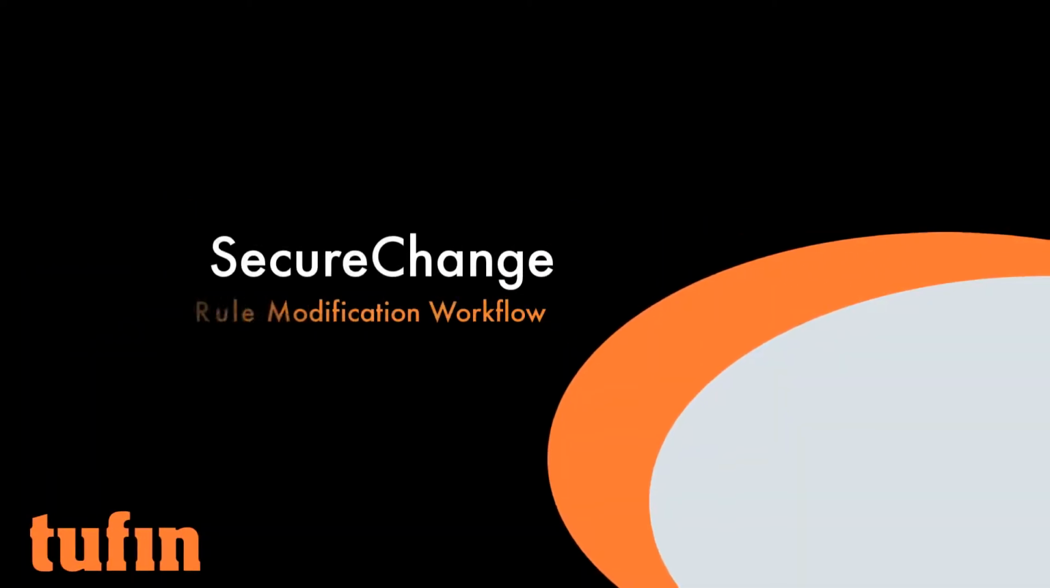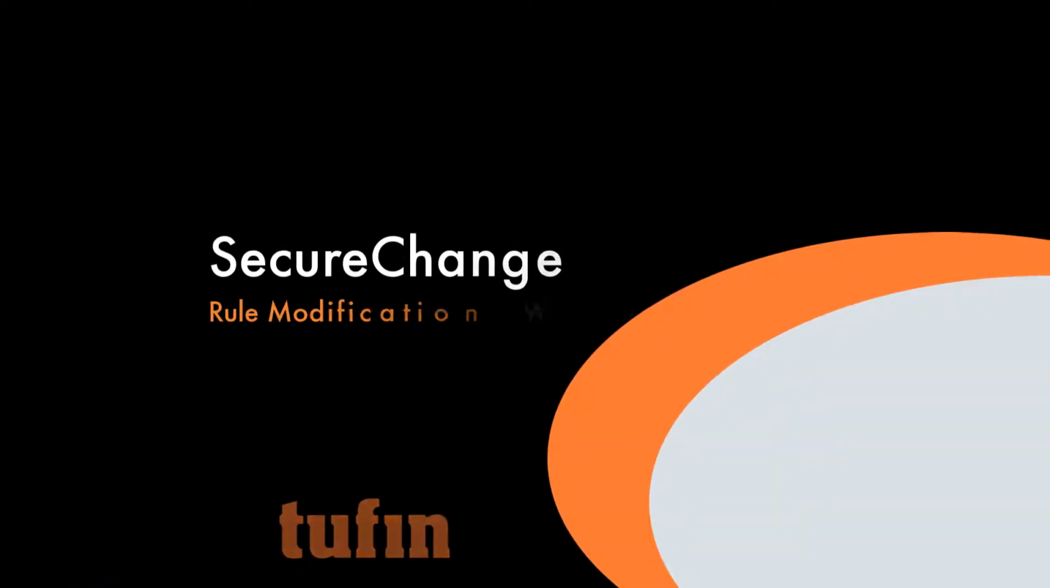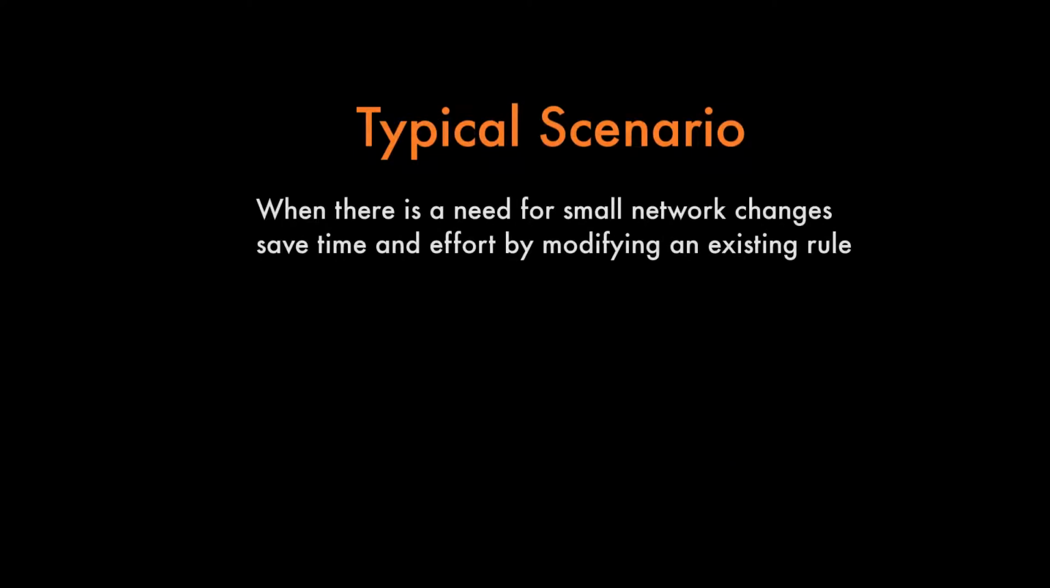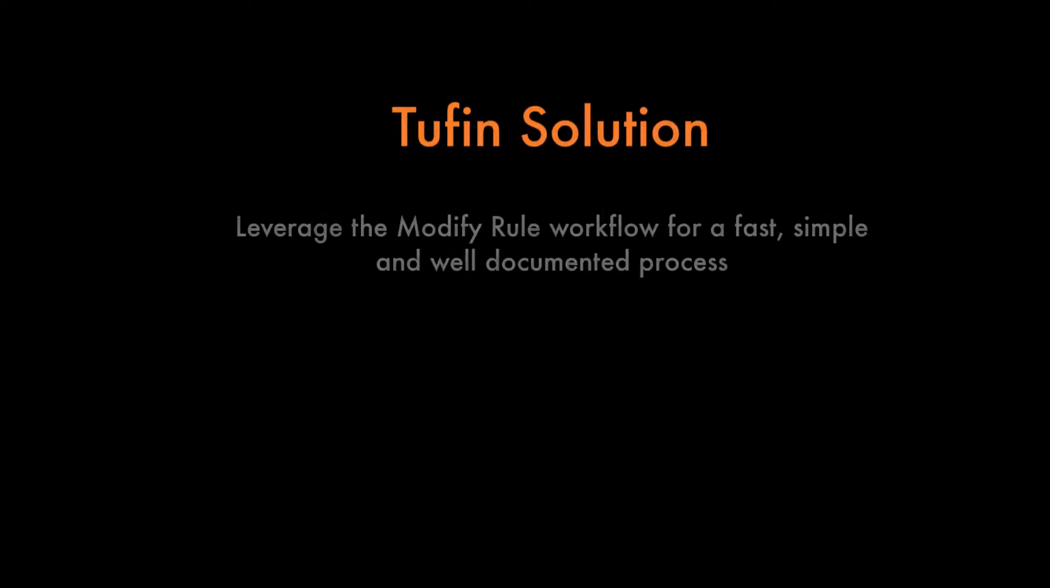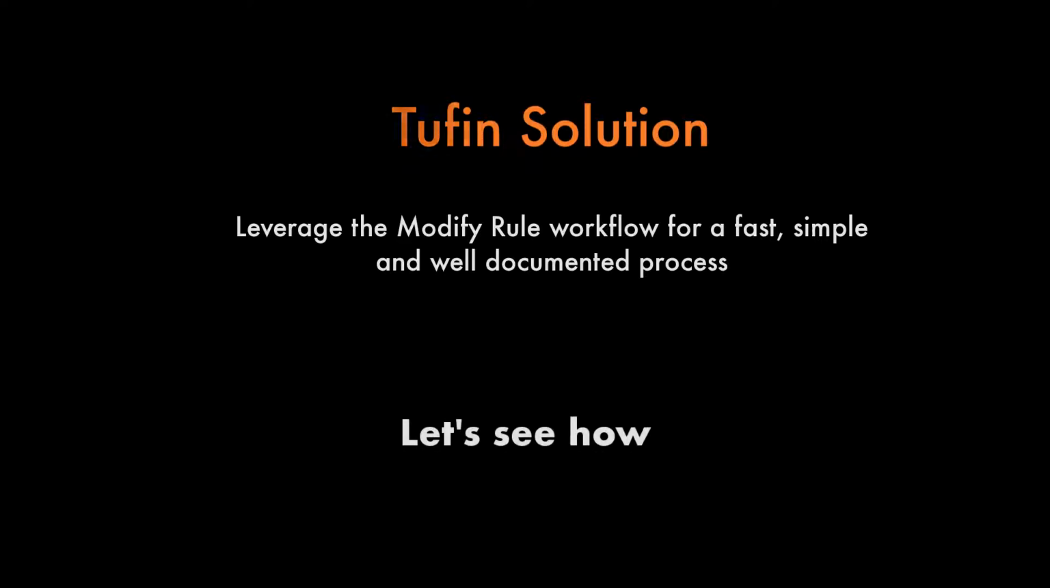In this video, we'll review the rule modification workflow. A typical scenario for this workflow is when there is a need for small changes in existing policy rules. Manually changing policy rules is error-prone and may lead to policy clutter. A better approach is to use the rule modification workflow to achieve a fast, simple, and well-documented rule change process.